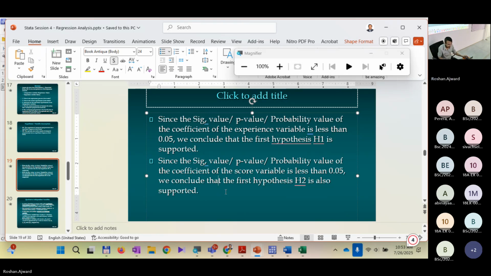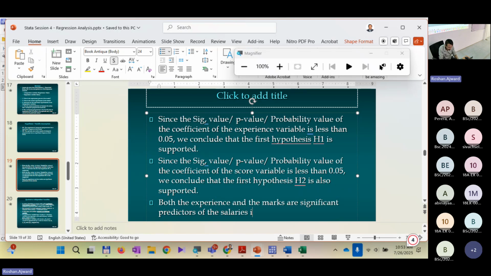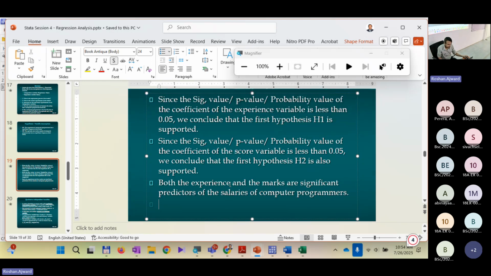So finally, we can say both the experience and the marks are significant predictors of the salaries of computer programmers.